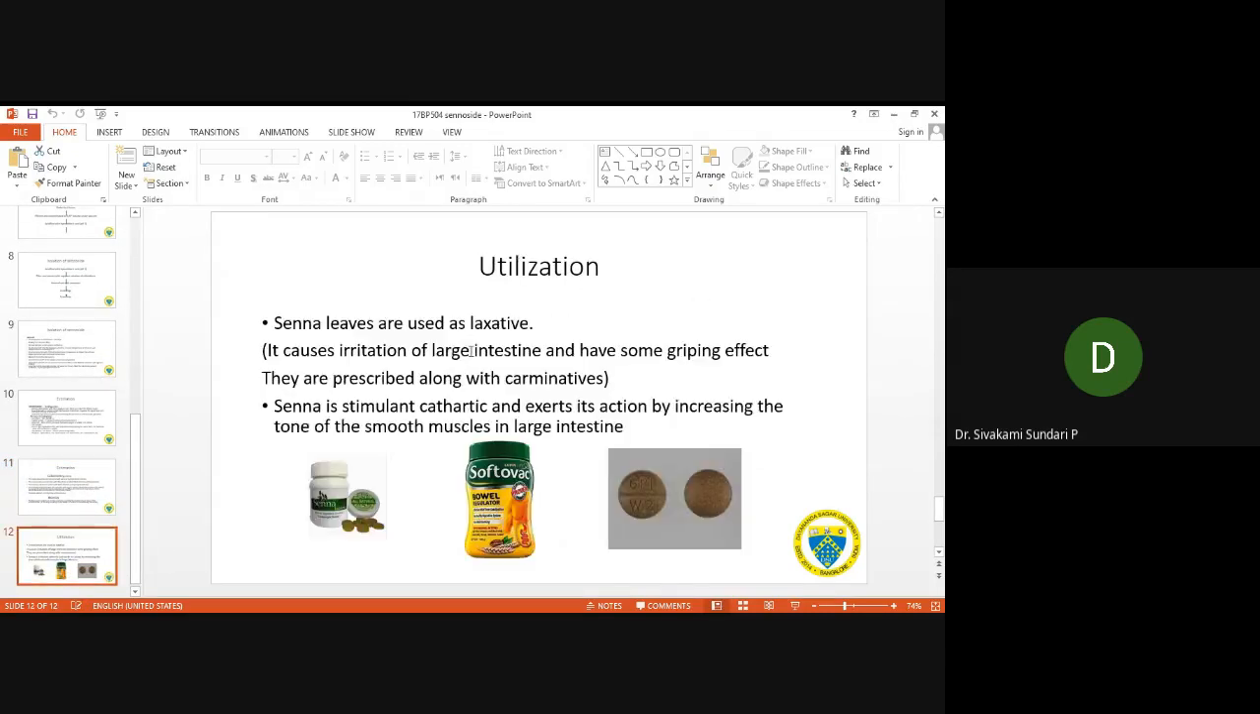The therapeutic use of senna is as a laxative, that we all know. It causes irritation of the large intestine and has some griping effect. So it is prescribed along with carminatives. Generally, senna is a stimulant cathartic and exerts its action by increasing the tone of smooth muscles in the large intestine. These are a few formulations available in the market using senna leaves or sennosides.